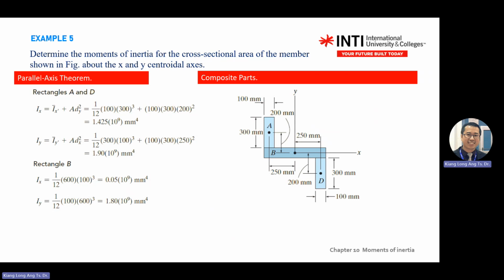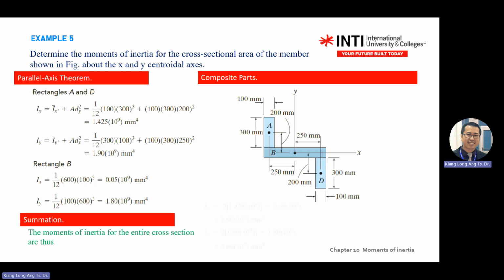Once you have this, you add all the moments together. But remember, you need to double this one because it is for one rectangular. You see the summation. So Ix is 2 of this one plus this one. Iy is 2 of this one plus this one.